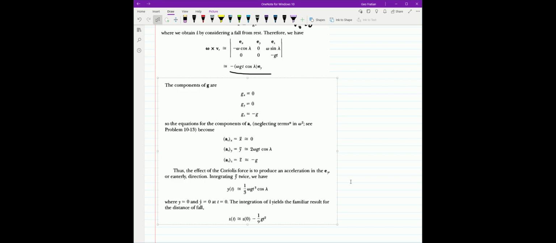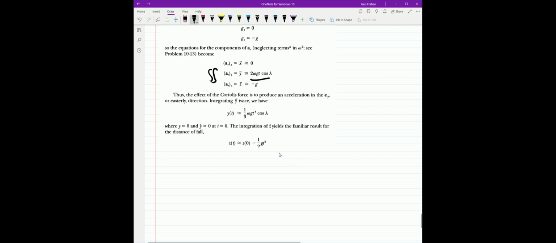So then the components of a_r, neglecting terms in omega squared, are basically in the x, 0, in the y, 2 omega g t cosine lambda, and the z is just negative g as expected. So basically the Coriolis force is what's actually producing this acceleration in the y direction, in the easterly direction. And if we integrate twice, we get 1/3 omega g t cubed cosine lambda, where if we set the initial conditions to be 0, then the integration of z dot basically gives us the expected distance of the fall.